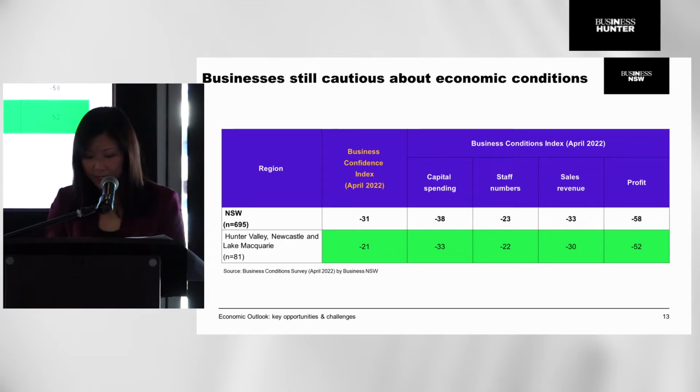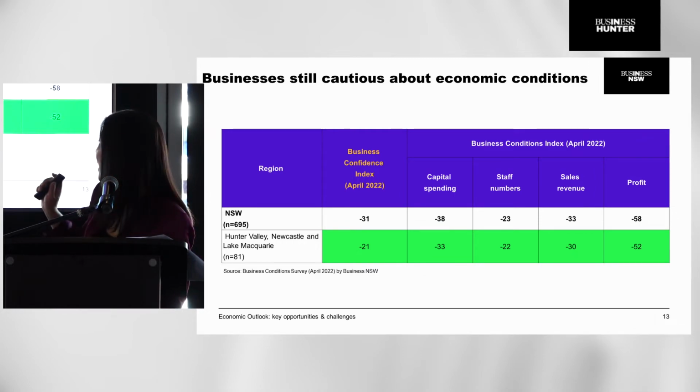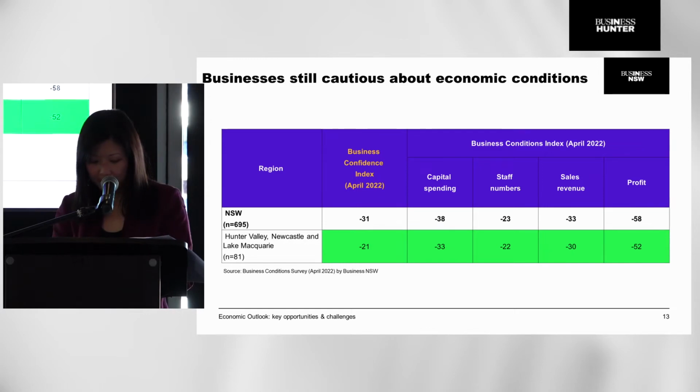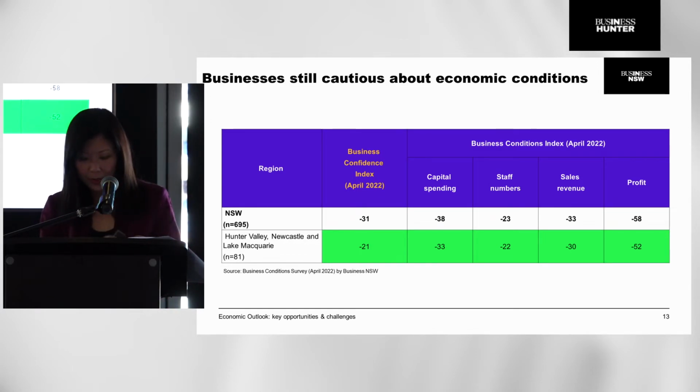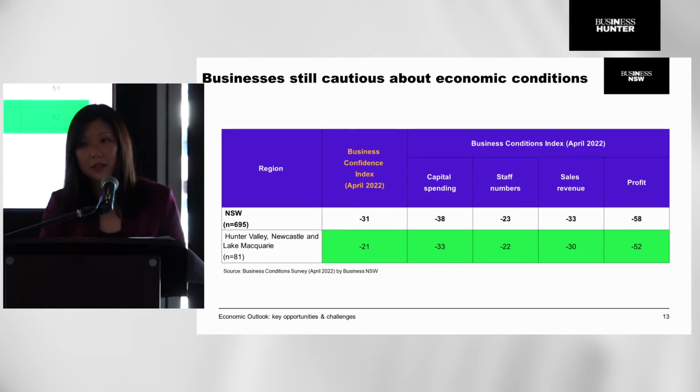And apart from the business confidence index, I want to show you a set of business conditions measures that we have also captured, and they are presented here towards the right-hand side. For the measures of capital spending, staff numbers, sales revenue and profit, we want them to be positive as well, just like the business confidence index. But unfortunately, the results tell us that businesses are still very pessimistic about sales revenue and therefore profits, and that also relates to their hiring intentions and also capital spending intentions as well.